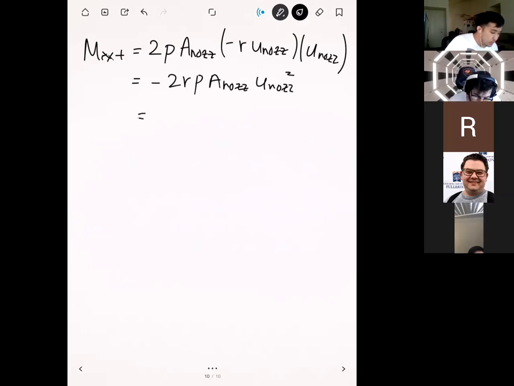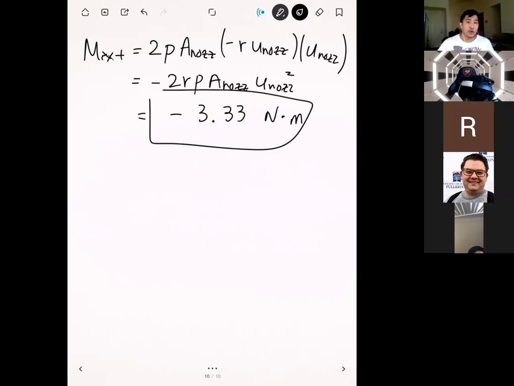Okay, and so we plug in the numbers, and we get a minus 3.33 newton meters. Okay. And so in order to keep the sprinkler head still, we have to apply an external moment or an external torque of 3.33 newton meters. Okay. All right. Any questions on that part up there?